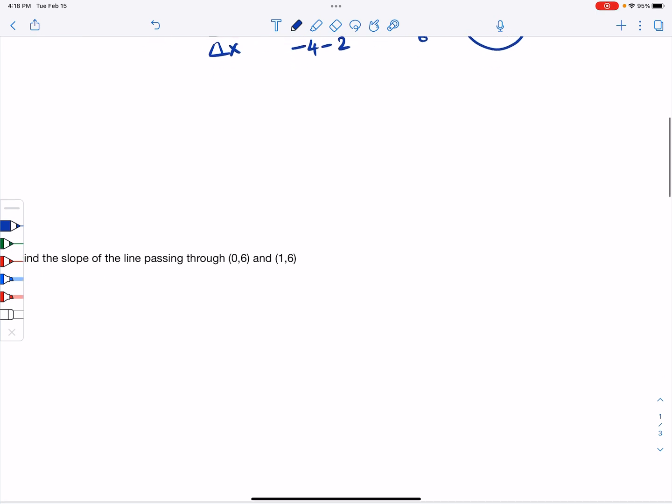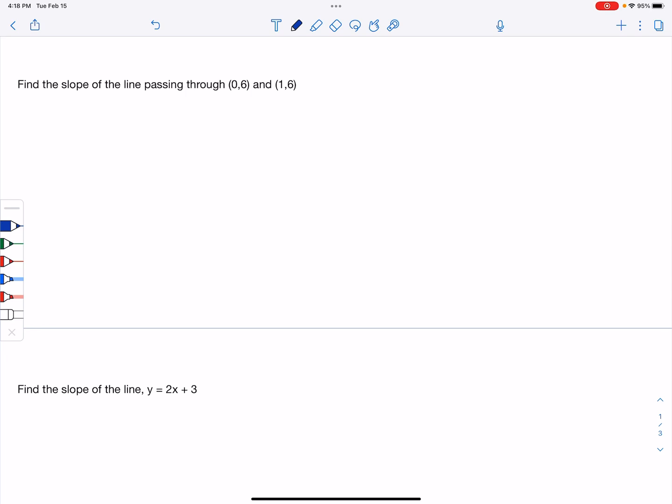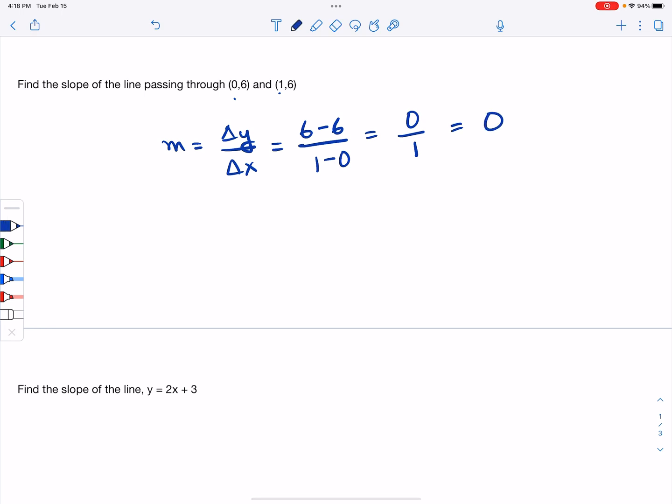Let's do another one where you're trying to find the slope of a line passing through (0, 6) and (1, 6). Again, 2 points are given to you. So m is equal to change in y over change in x. That's going to be 6 minus 6 over 1 minus 0, which is the change in x. So that's 0 over 1. Now we have a fraction with 0 as the numerator, and when we have a fraction with 0 as the numerator, that simplifies to 0. So the slope is 0.